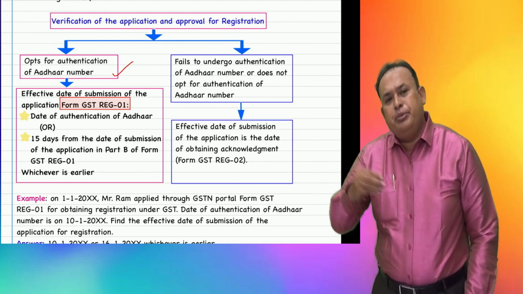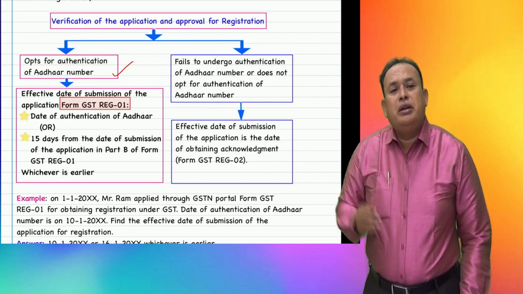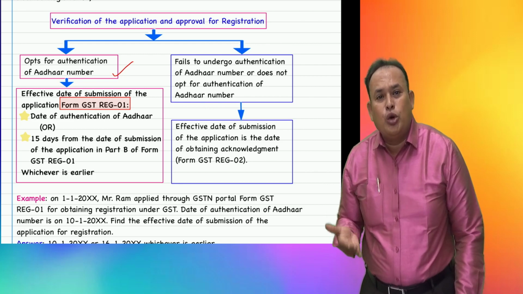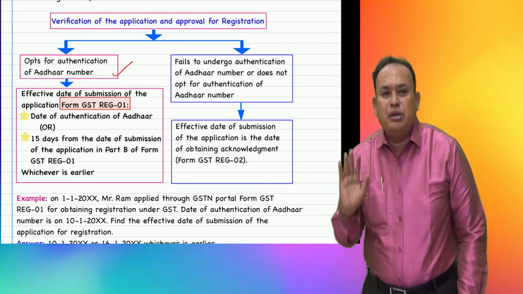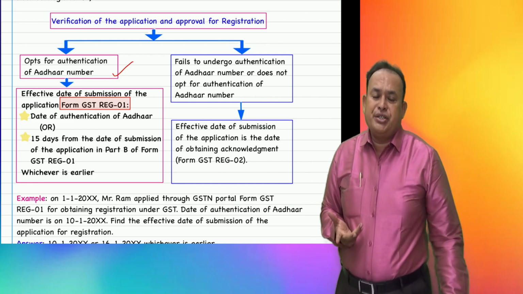Therefore, part B of GST REG01 also is submitted. When part A is furnished and fulfilled, then only it is permitted for me to go to part B. So part B information furnished sufficiently, I submit the application for the want of registration.